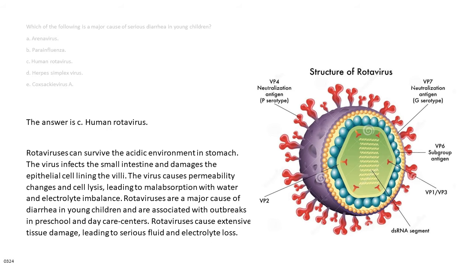The answer is C. Human rotavirus. Rotaviruses can survive the acidic environment in stomach. The virus infects the small intestine and damages the epithelial cell lining the villi. The virus causes permeability changes and cell lysis, leading to malabsorption with water and electrolyte imbalance. Rotaviruses are a major cause of diarrhea in young children and are associated with outbreaks in preschool and daycare centers. Rotaviruses cause extensive tissue damage, leading to serious fluid and electrolyte loss.